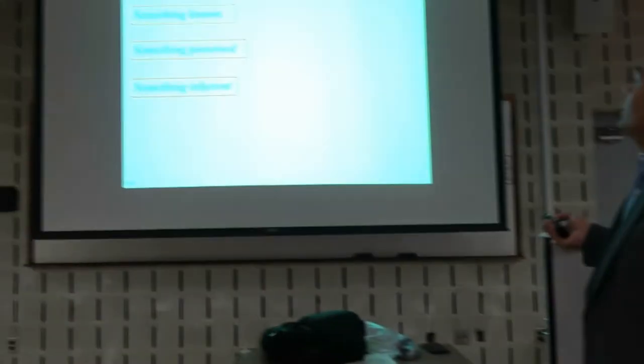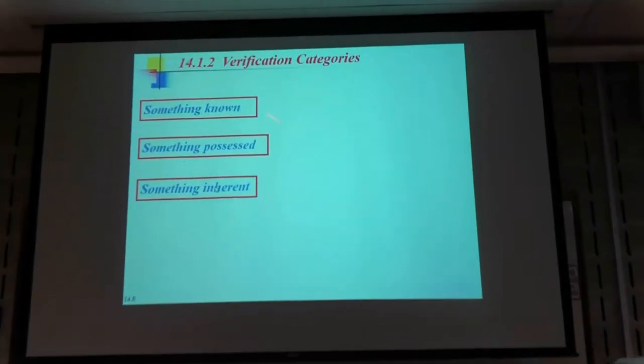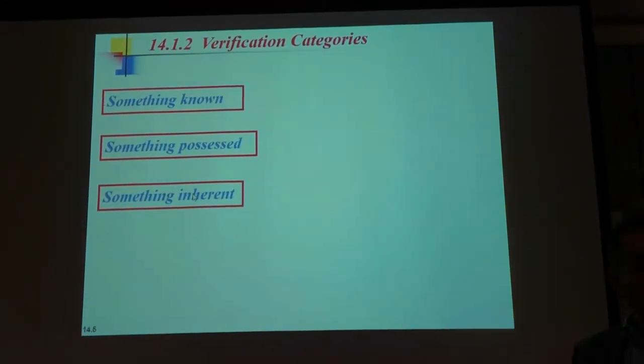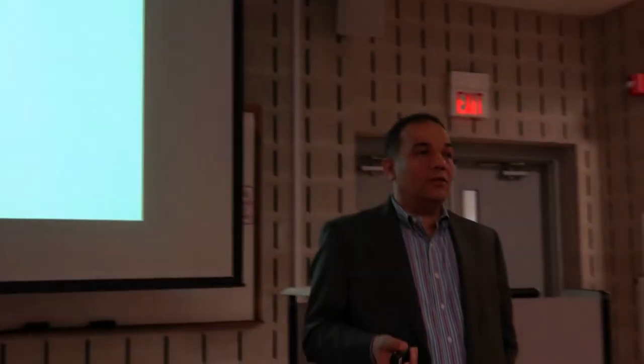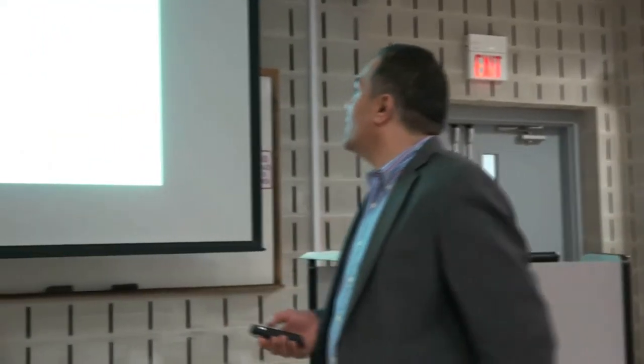So there are categories for verification. It starts from something known or something possessed. Something known about you or something you possess. So for example, something known. If you are known, for example, for your lock, that's something known. Something you possess, you have a unique pair of eyeglasses. Okay, possess, that's real life. And something inherent. So maybe examples will explain it.